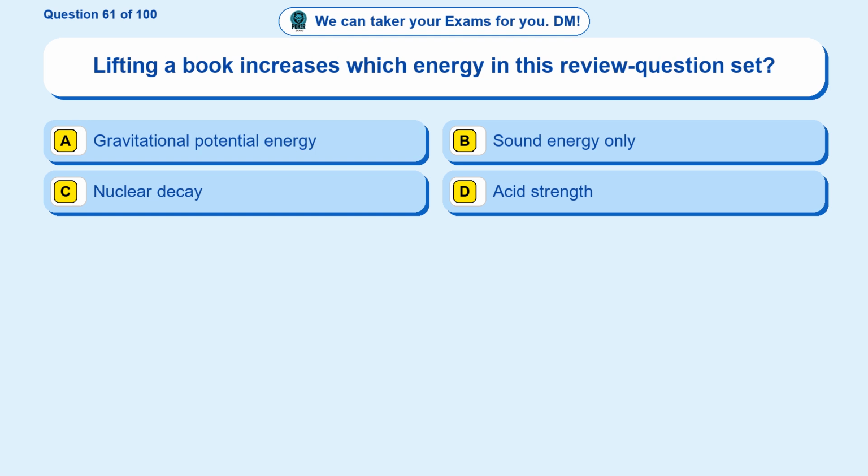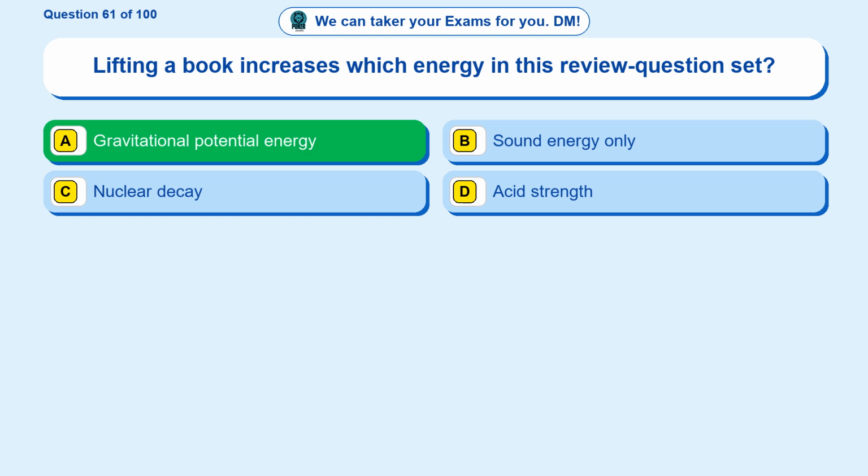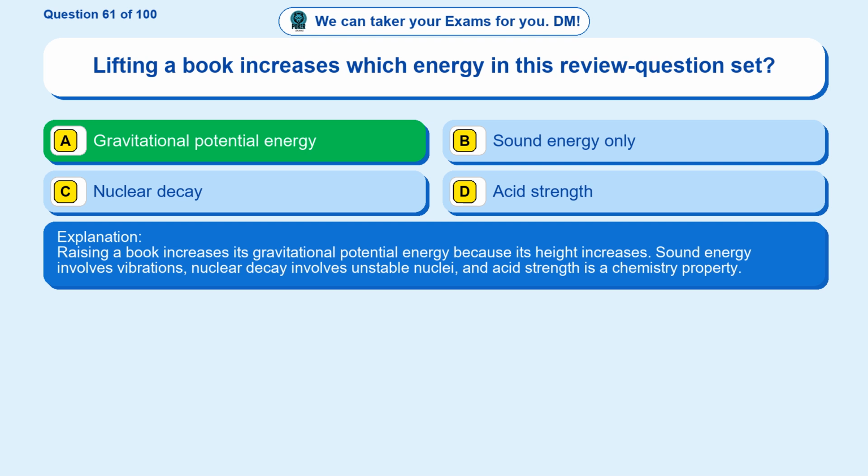Question 61. Lifting a book increases which energy in this review question set? Option A, gravitational potential energy. Option B, sound energy only. Option C, nuclear decay. Option D, acid strength. The correct answer is option A, gravitational potential energy. Raising a book increases its gravitational potential energy because its height increases. Sound energy involves vibrations, nuclear decay involves unstable nuclei, and acid strength is a chemistry property.